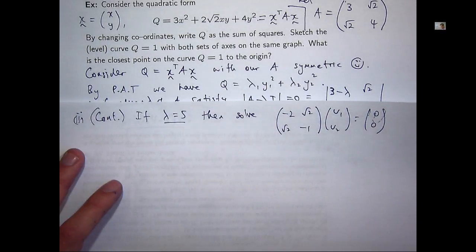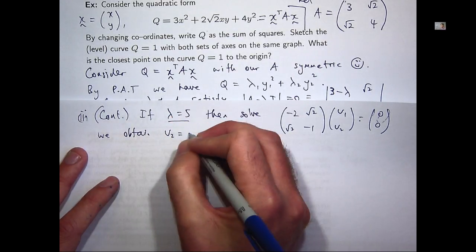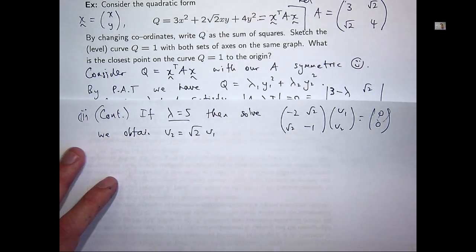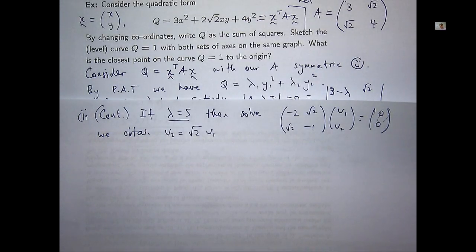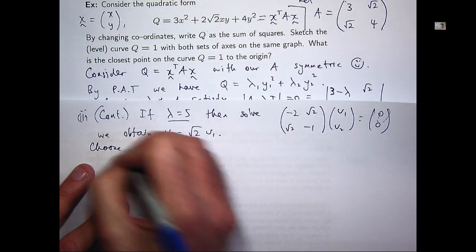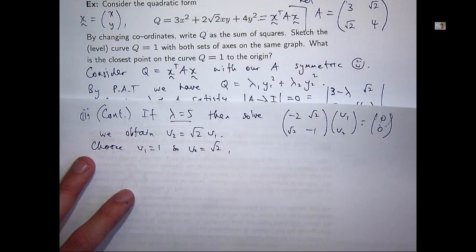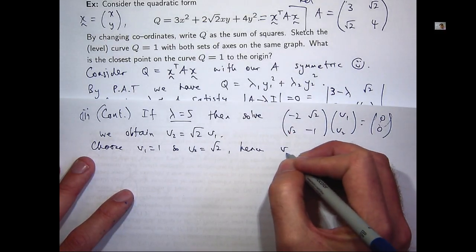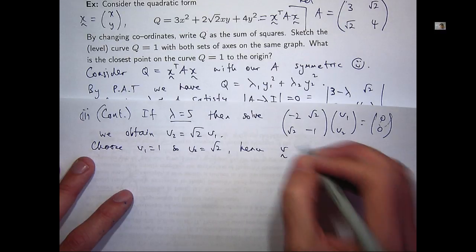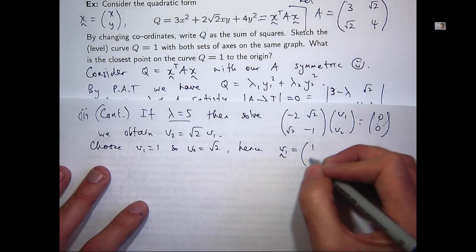So if I expand out, what's going to happen is we're going to obtain the following. V2 equals root 2 times V1. So what I can do now is choose V1 to be 1 and V2 will be root 2 then. So an eigenvector, I'll just call it V1, would be (1, root 2).